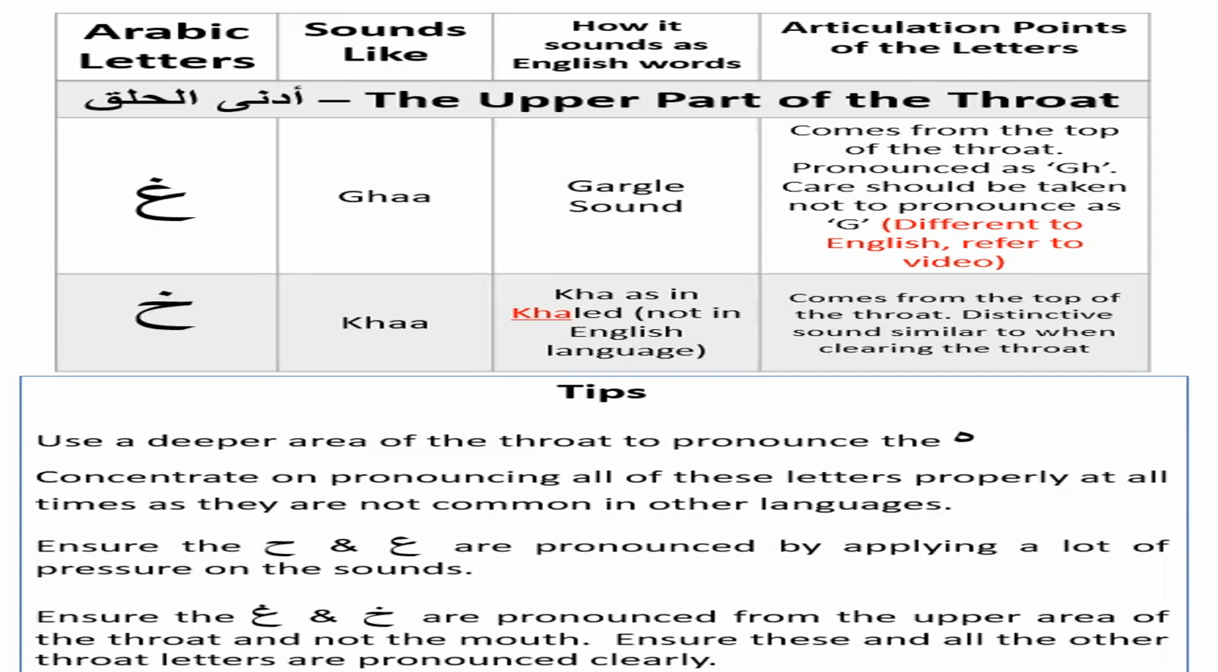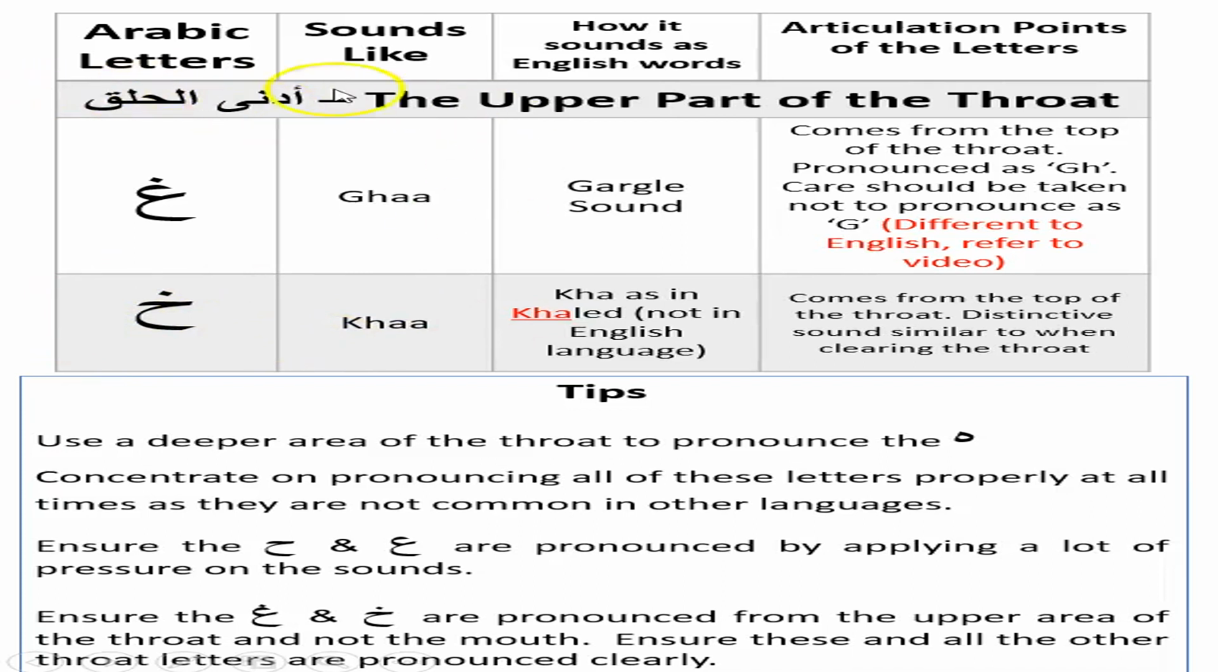So the adna al-halq, which is the uppermost part, or also known as the closest part of the throat, has two letters which come from here, and the first one is a ghain, which is like a gargling sound. So when you put some water in your mouth, like doing wudu, or you're rinsing your mouth, it's the same like that. So it's not like a G, it's like a GH, and care should be taken when pronouncing this letter, as should the next one, kha.